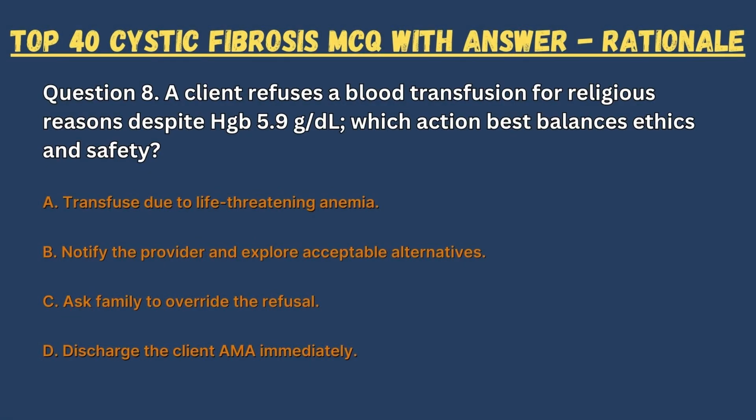Question 8. A client refuses a blood transfusion for religious reasons despite hemoglobin 5.9 g per deciliter. Which action best balances ethics and safety? A. Transfuse due to life-threatening anemia. B. Notify the provider and explore acceptable alternatives. C. Ask family to override the refusal. D. Discharge the client AMA immediately.